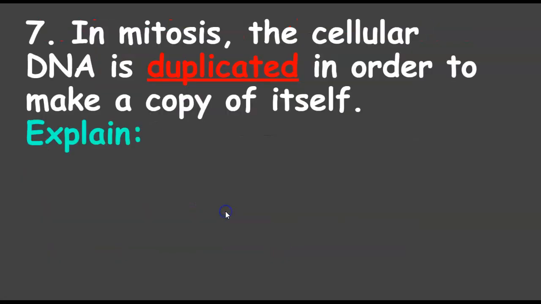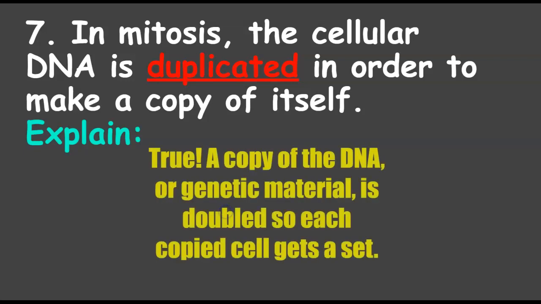All right, let's go to the anticipation guide. Number 7, in mitosis, the cellular DNA is duplicated in order to make a copy of itself. Absolutely 100% true. You want basically a clone of the original so that it gets copied into the next cell. So they are the same exact cell.